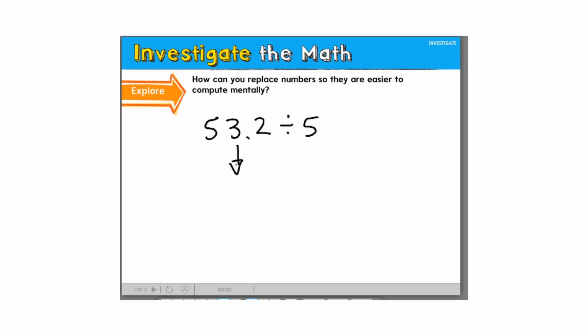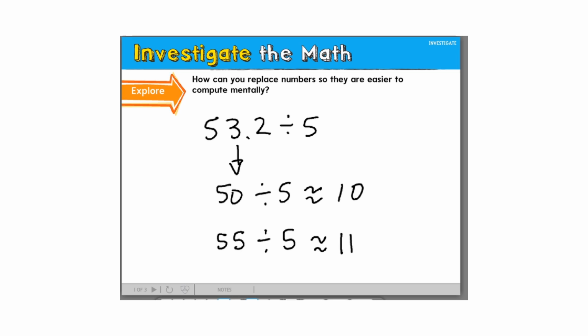53 and 2/10 could go to 50. And we can leave the 5 alone and we get about 10. What else could you do? 55. Make it 55 divided by 5 and you'd get 11. Because if you think of a number scale, where 50 is over here and 55 is over here, 53 is actually a little closer to 55, which means our closest estimate would be 55 divided by 5 is 11. Nod your head if this lesson reminds you of the other lesson.